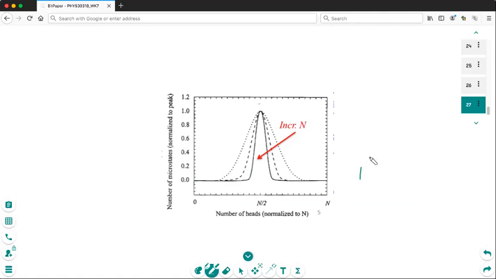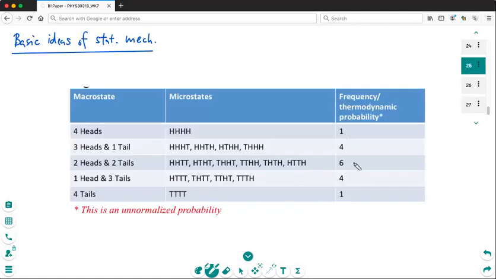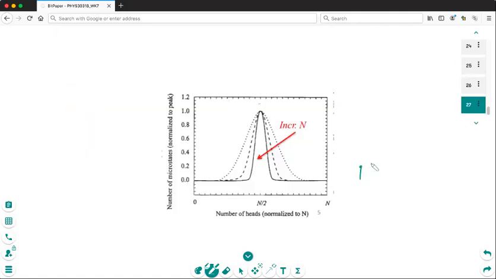You have 1, 4, 6, 4, 1, so 1, 2, 3, 4, 5, 6. So this is n. This is the occurrence. This is the number of microstates. If I draw this same vertical axis, and then I have another one, it is 6 and 1.